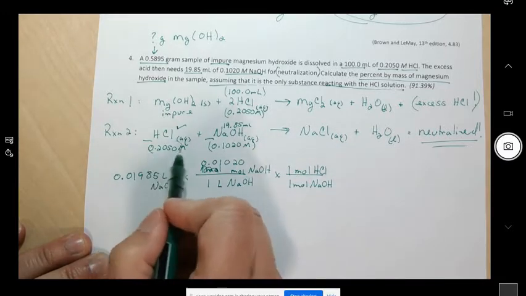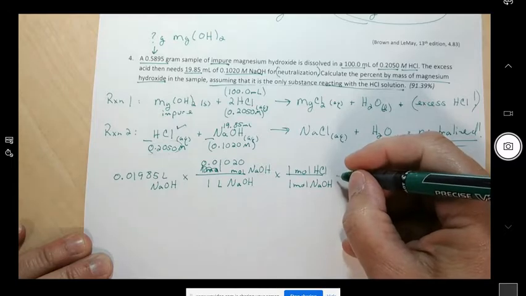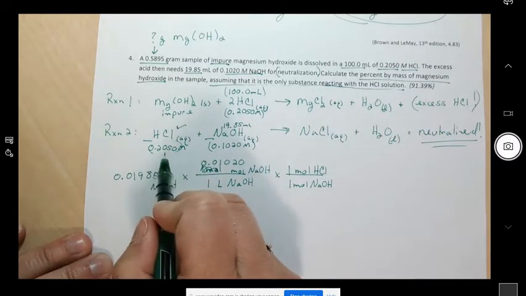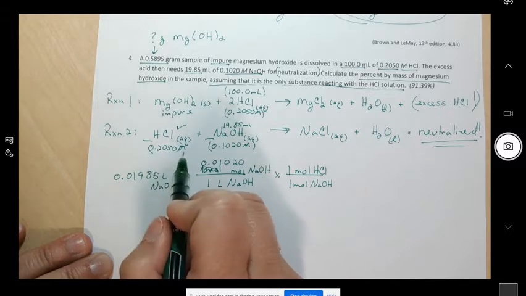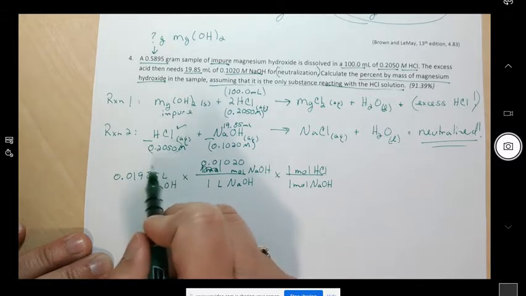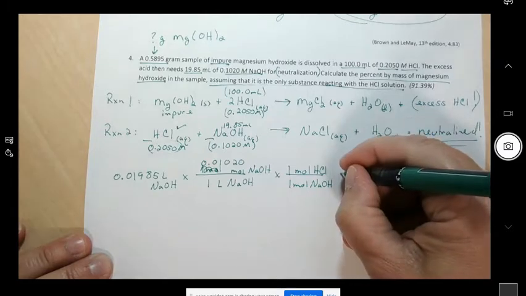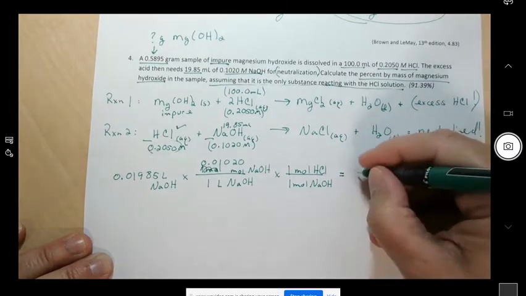I'm going to go ahead and use this concentration later on, but I don't need it here. Although I could use it to figure out what volume maybe was in excess. But for this part, I just want to know moles of HCl. So let's go ahead and calculate that.